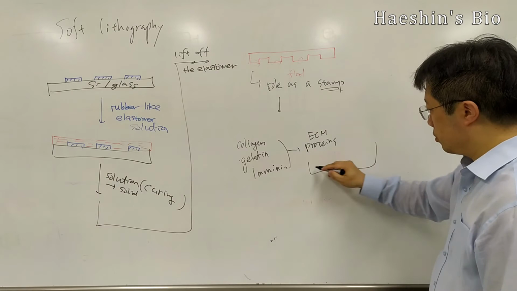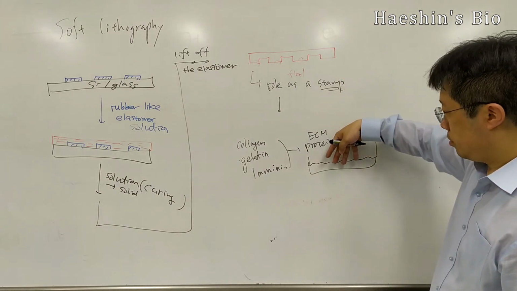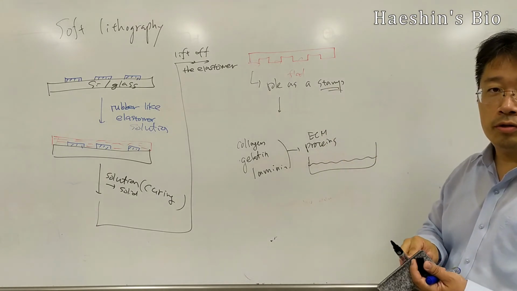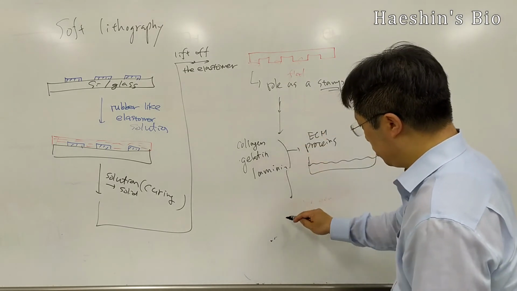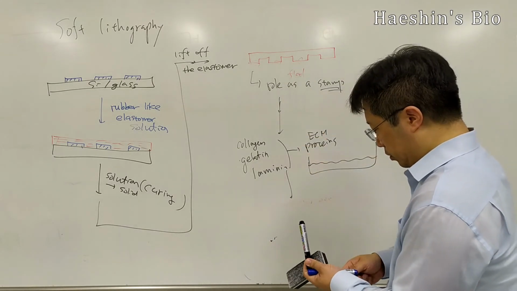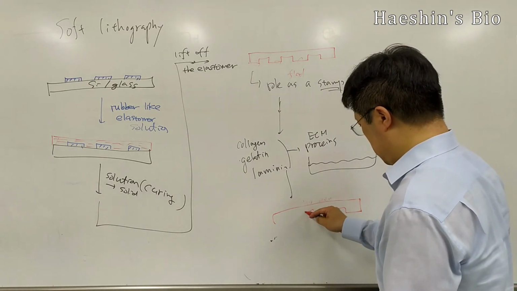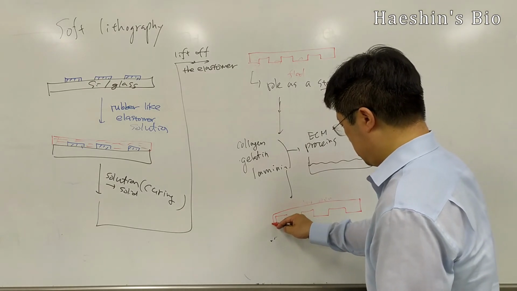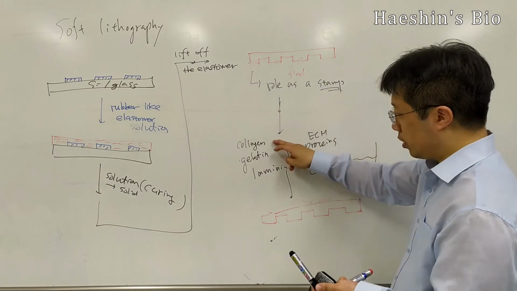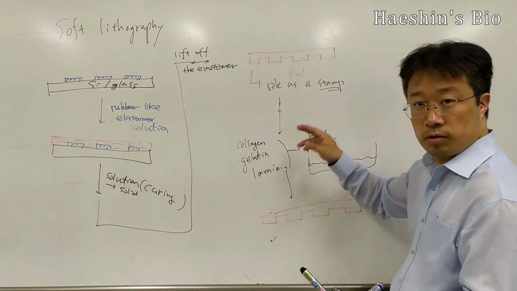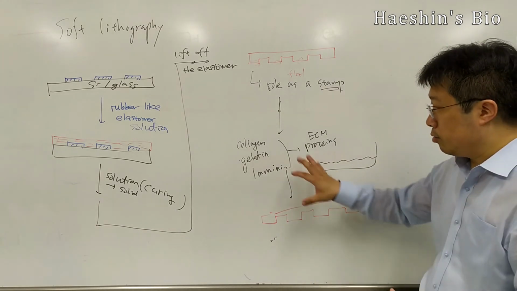Solutions here. Then you bring this stamp to touch the solution. Okay, so you touch the solution, and then you got a stamp now. The stamp has the protein solution. For example, it can be a collagen or mixtures or gelatins or laminin, whatever to culture the mammalian cell, or it can be a serum.